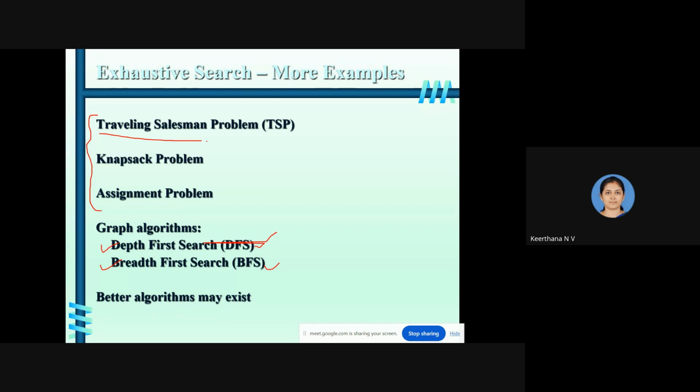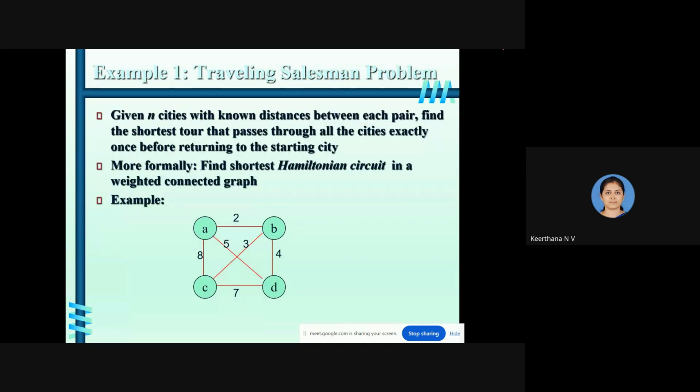So the first things are the traveling salesman problem, the knapsack problem, and the assignment problem. These three things will be discussed today. More best algorithms are also available on the net, you can refer to that also. So the first thing is the traveling salesman.